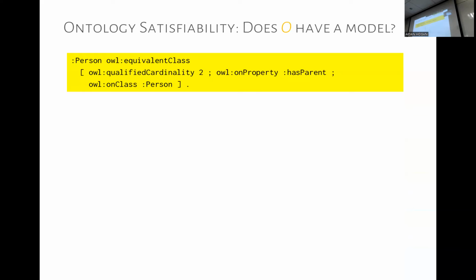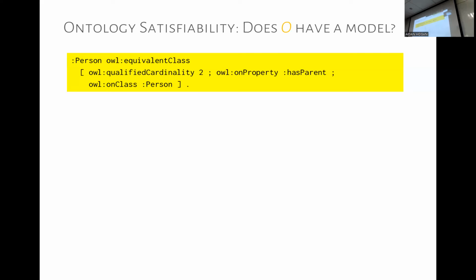Okay, the second task that we have is called satisfiability. It's used in general in ontology design and engineering, just to check that an ontology makes sense. It's also been used to check the internal consistency of different sorts of domains. For example, in law, where you define your law using something like an ontology, and then you see if the definitions are internally consistent or not.